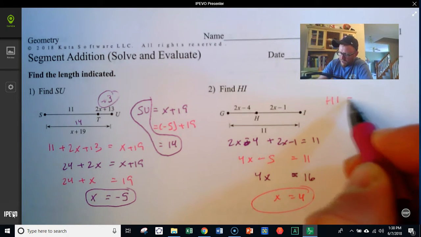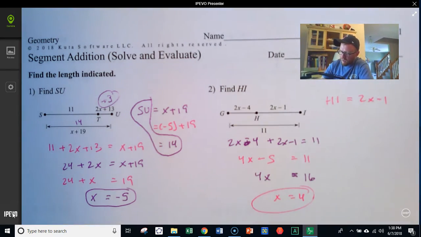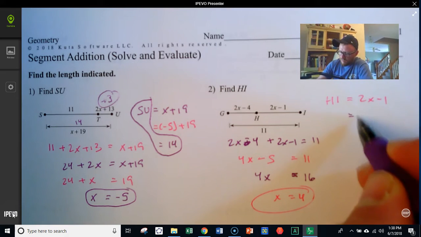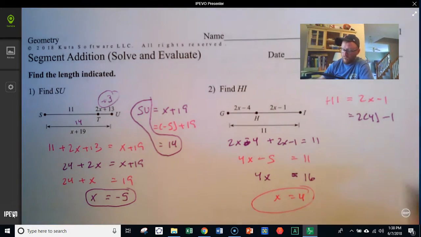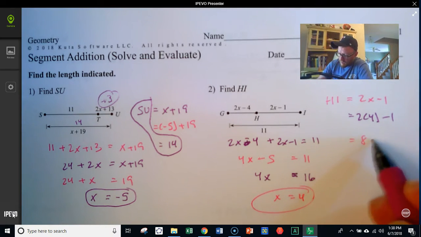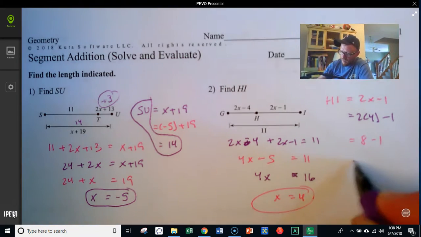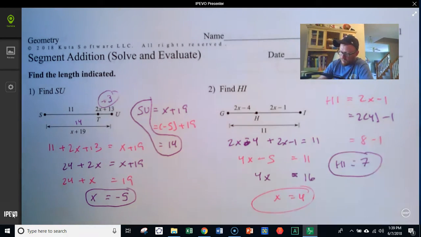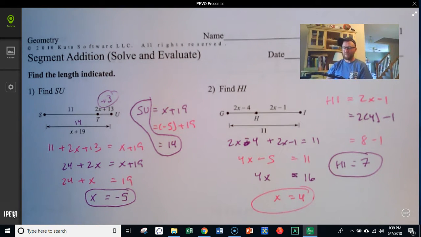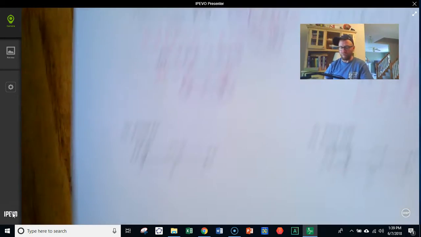We're trying to find HI. So HI is equal to 2x minus 1. Substitute a 4 in there. 8 minus 1. HI equals 7. Alright, so let's go through a few more, move a little faster.